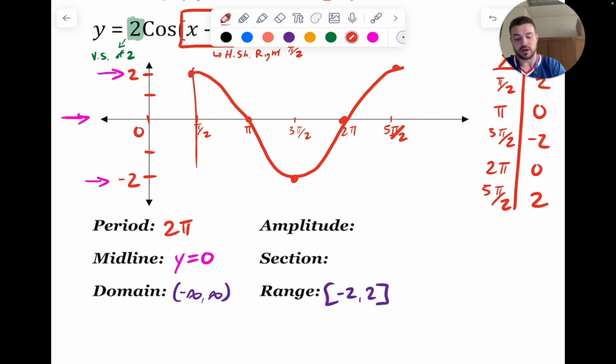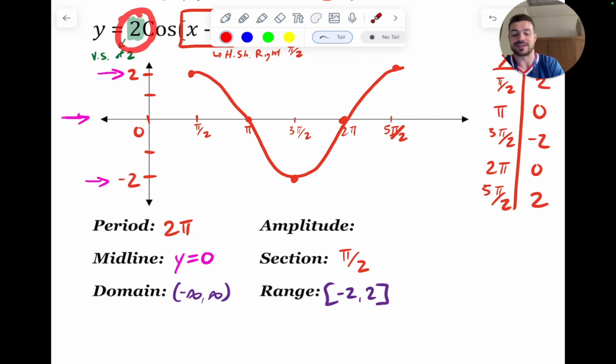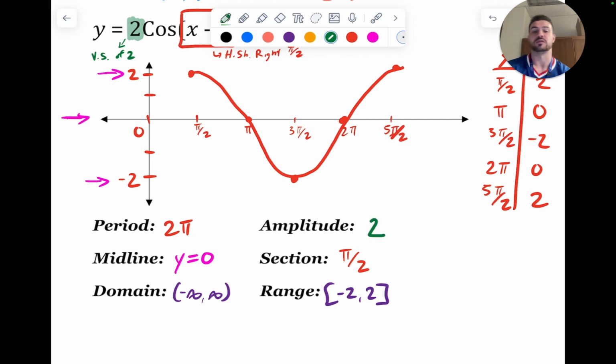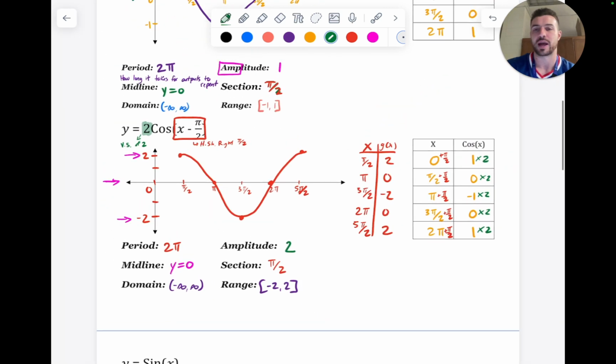All we're doing is talking about how big each of these sections are, and in this case, they are pi over 2 apart. Finally, we have our amplitude, and remember the amplitude is basically asking us, is there anything that is amplifying or vertically stretching our function? And there is, right? We have a 2 in the front, which means our amplitude in this case is going to be 2. All right, so this is really all we have to do to graph.